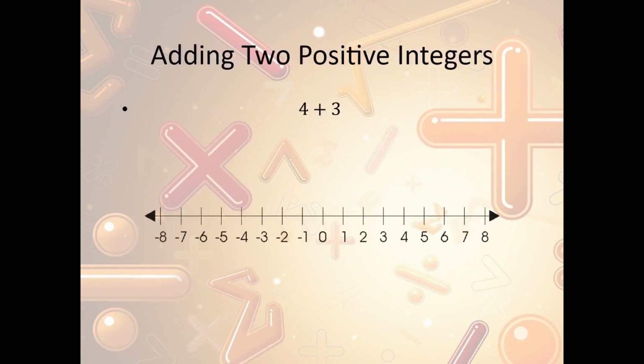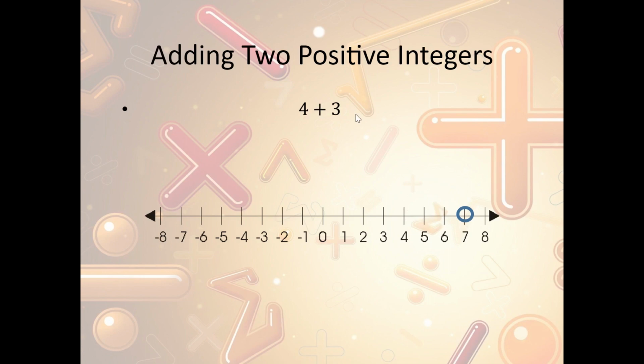So if we're adding two positive integers together, we're going to do this on the number line. So we have 4 plus 3. We're going to go to 4 right here, we start there, and we're going to add 3. So we're going to move 3 to the right. So we move 1, 2, 3. And now our point ends up here. So we added these together. Now we know 4 plus 3 is 7.